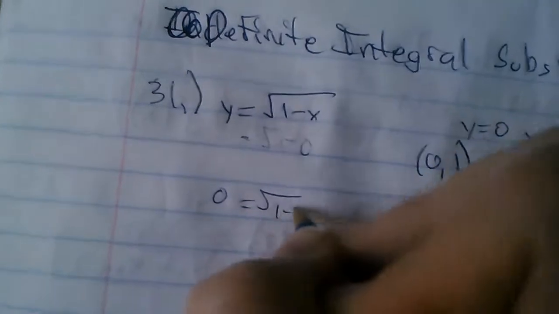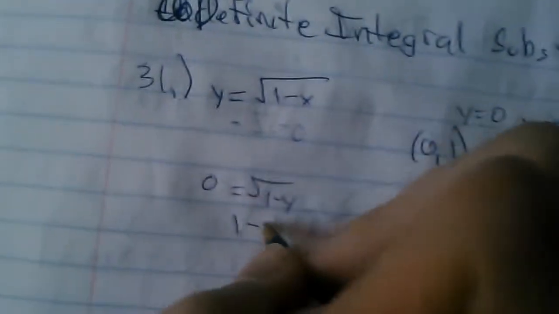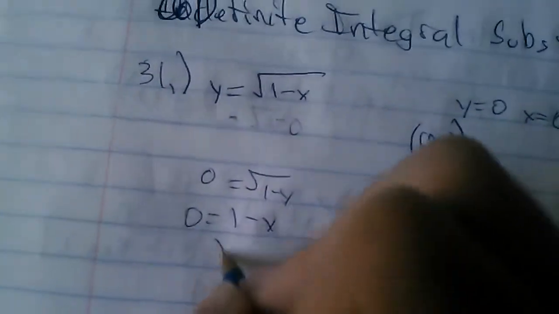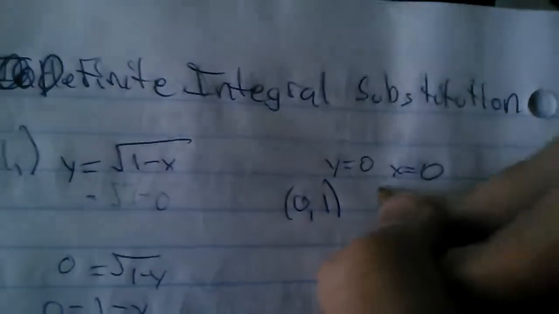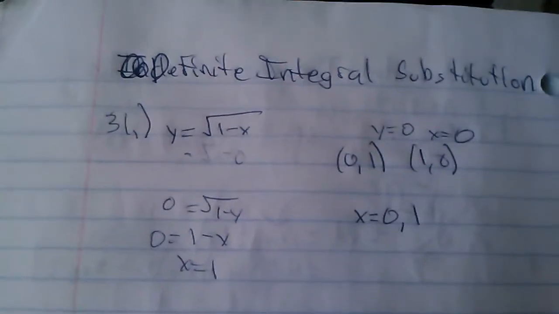If we plug in y equals 0, we get 0 equals square root of 1 minus x. Square both sides: 1 minus x equals 0, so x equals 1. In this case we have (1, 0). So our x values are 0 and 1. That's what it's asking when it says first quadrant: you have to plug in y equals 0 and x equals 0. Now we can actually start the integration.